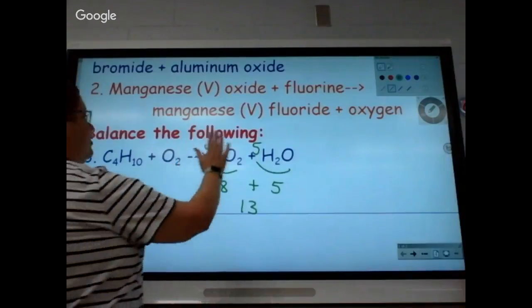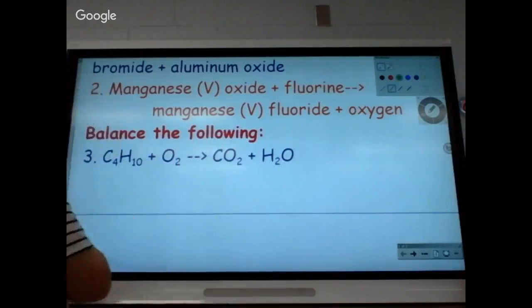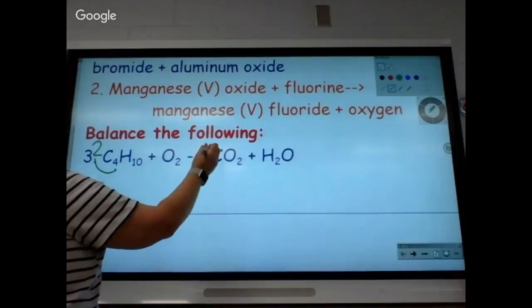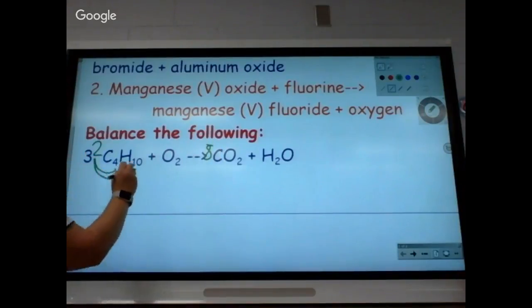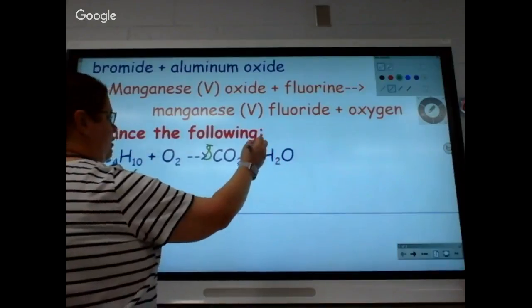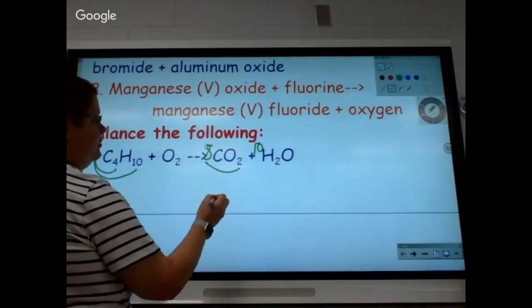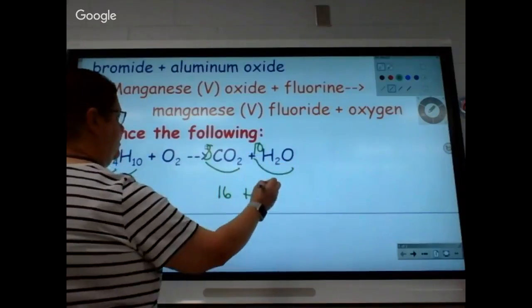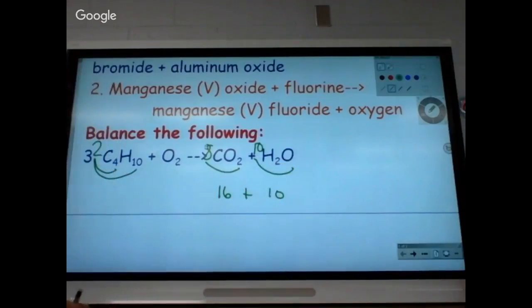Put a 2 out front because you got an odd number. So get rid of all of that and put a 2 out here. How many C's do we have now? So how do I get 8? How many H's do we have? So how do I get 20? Okay, so that made how many O's? 16 plus how many O's? 16 plus 10 is? So how do I get 26?